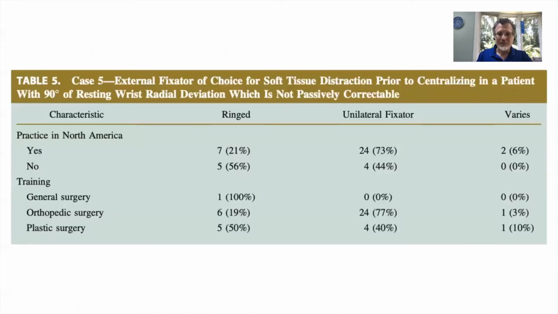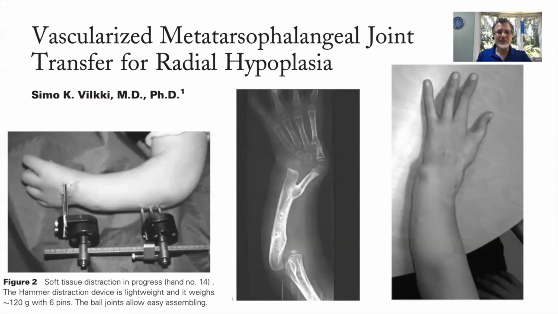When they looked at which type of external fixator to use, most people, particularly if they were orthopedic surgeons, chose a unilateral fixator rather than a ring fixator. Now, things can get pretty complicated beyond centralization and radialization, and that is vascularized metatarsal phalangeal joint transfer in this classic article by Simo Vilke. And here he uses distraction to get it out to length and then places a second toe metatarsal phalangeal joint to create a second articulation rather than just the carpus with the ulna. Now there's the MTP joint with the wrist as well.